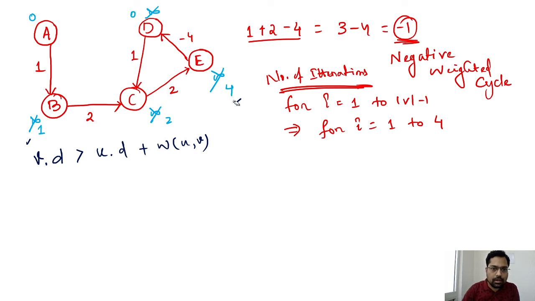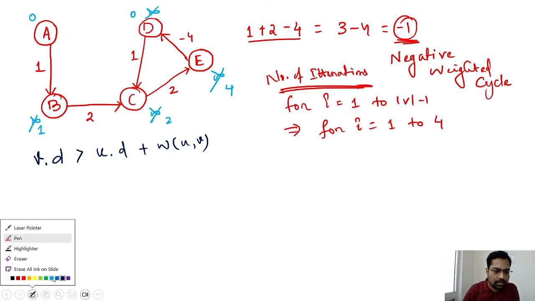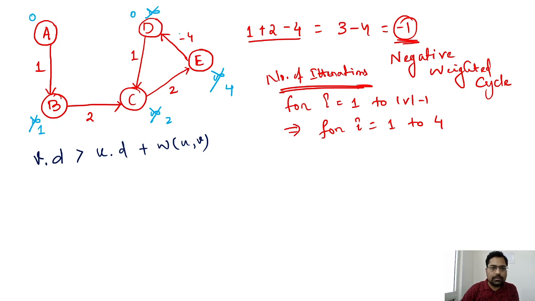One more step in step 1 I forgot to write. Once we have updated with this value, this has to be relaxed. Previously it was 2, now we have to check whether 2 is greater than 0 plus 1 or not. We know 2 is greater than 1, so we need to relax that to 1. Okay, this is what we have to do in the first step.